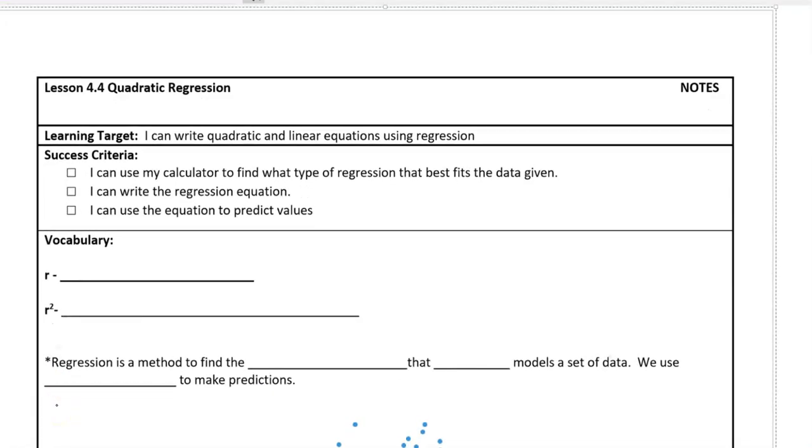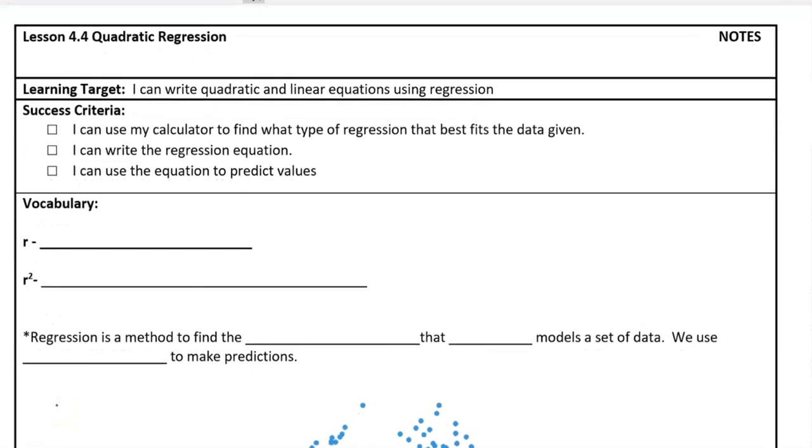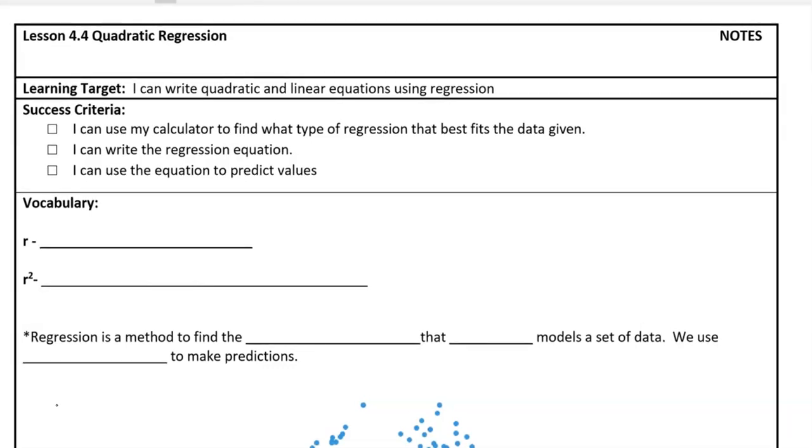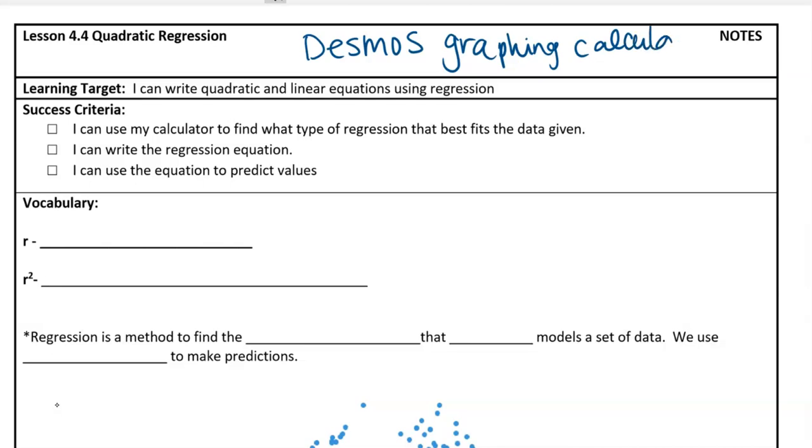All right, today we're doing our notes on regression, quadratic regression. So go ahead and open your computers and log into Desmos. You're going to need the Desmos graphing calculator to complete this today.